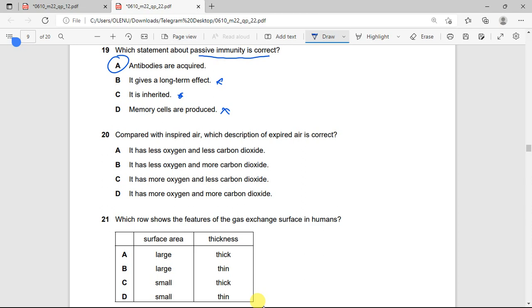Compared with inspired air, which description of expired air is correct? It has less oxygen. Yes. And less carbon dioxide. No. It has less oxygen and more carbon dioxide. B.